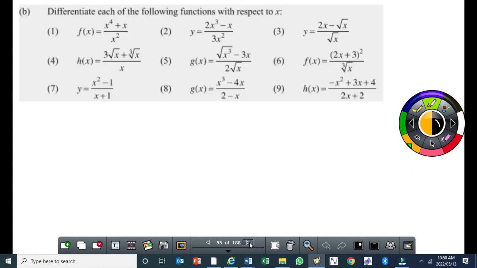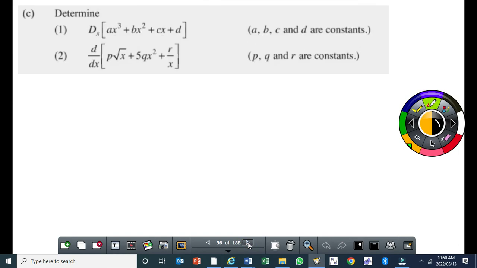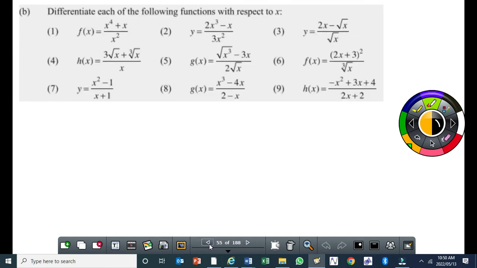Then I asked you to do some questions here. Can you just remind me which one? 6 and 9. Okay. All right. So number 6, we have f of x equal to.